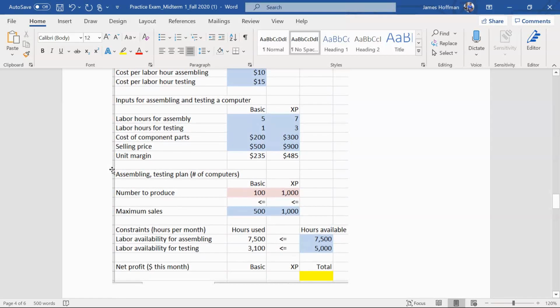Okay, so remember in this one, there's 2 products. So our total profit is the profit we get from the basic computer plus the profit we get from the XP. The unit margin is how much we make per unit, and how many we produce determines how much revenue we get. So for the basic, if we make $2.35 for each one, and we produce 100, then the profit for basic is $2.35 times 100.